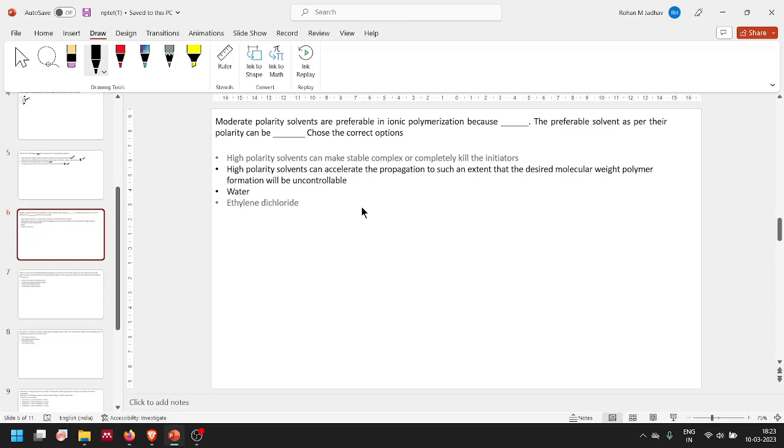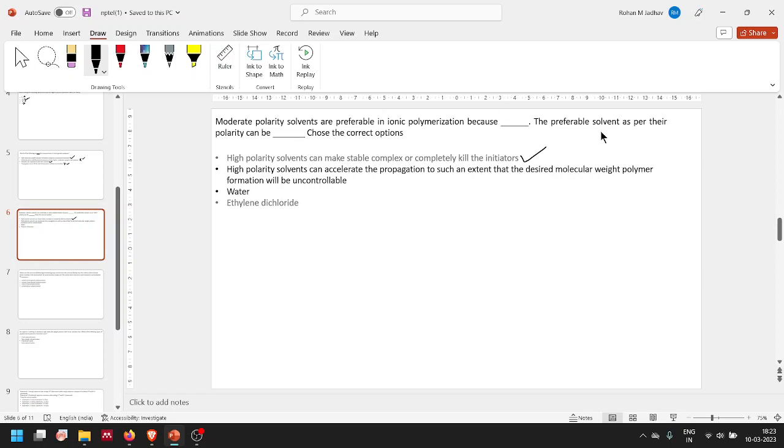So that's why in that case we have to use moderate polarity solvents, since high polarity solvents can easily make stable complexes or completely kill the initiator. So this is the first blank, as you can see.